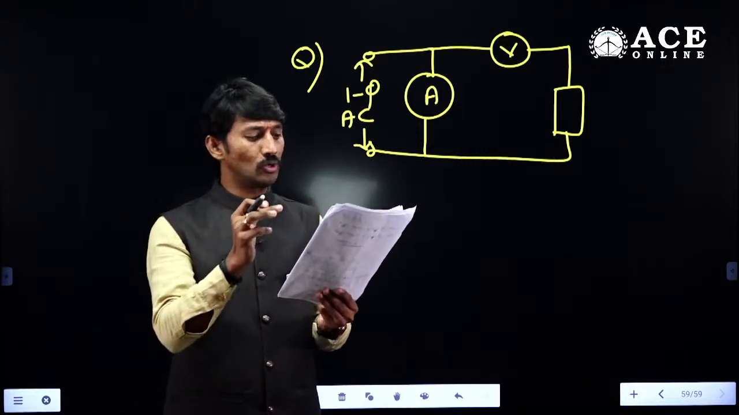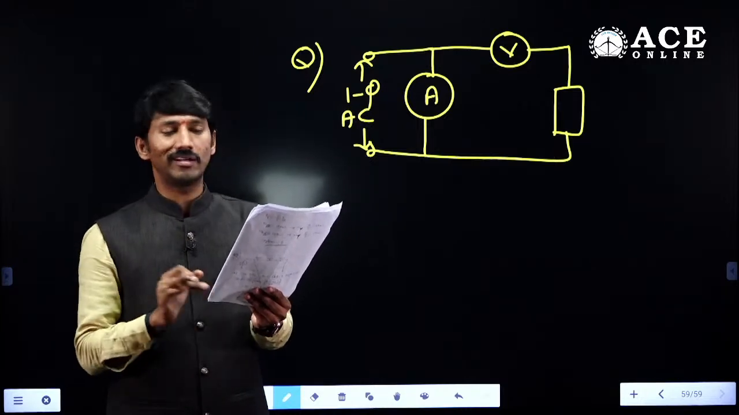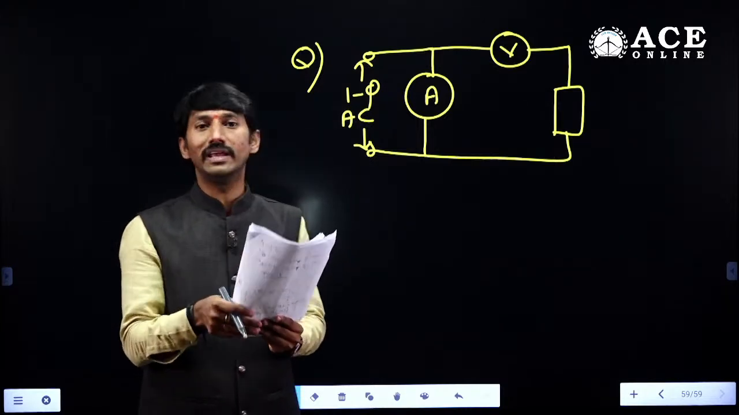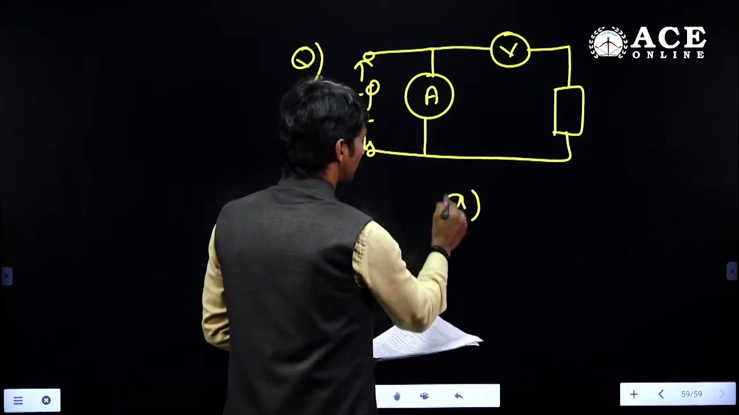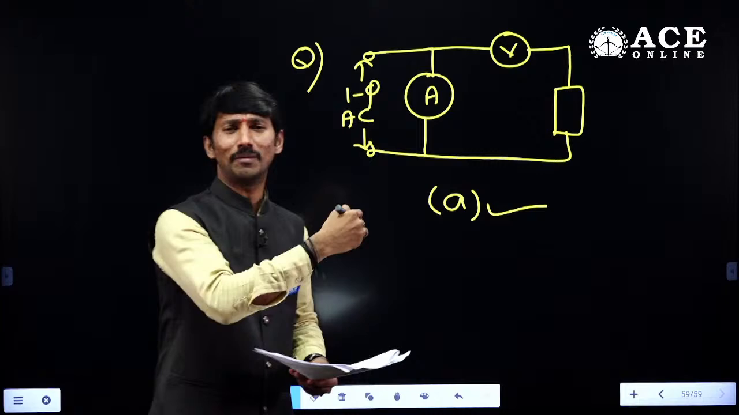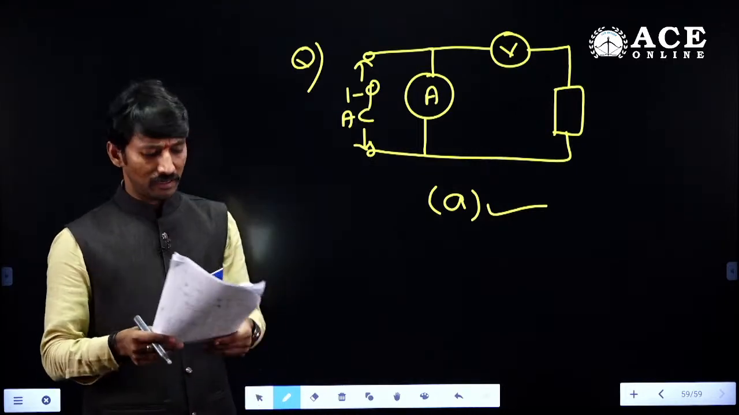Option 2, only the voltmeter will burn away. Both meters will burn away. None will burn away. So what is the answer? Only the ammeter will burn away, therefore option A is the answer. Straight away, a conceptual question on ammeter and voltmeter. Clear? Let us take one more question.